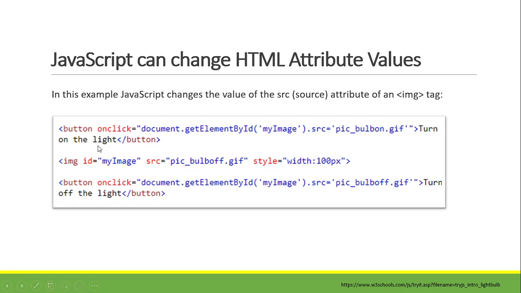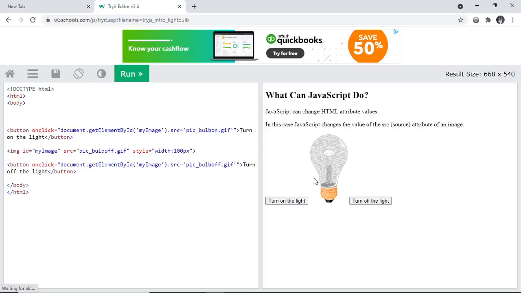Meron pong isang button, then button onclick, so kagaya nung kanina, document.getElementById, myImage, that source is equal to pic_bulbon.gif. And then the next one is the image tag. So, myImage source pic_bulboff.gif. And then the last button is document.getElementById, myImage, then the source will be pic_bulboff. So, meron po tayong dalawang image na pinagkuhanan. So, let's see the changes.